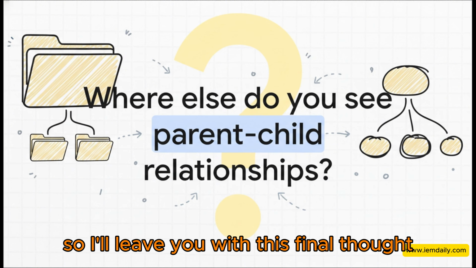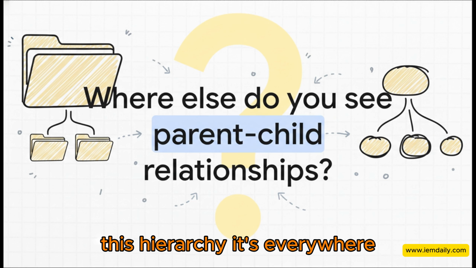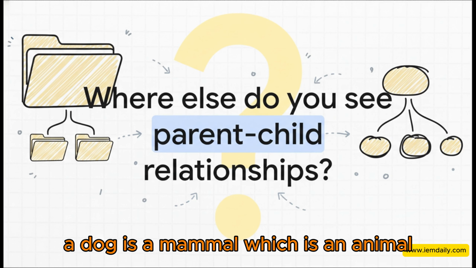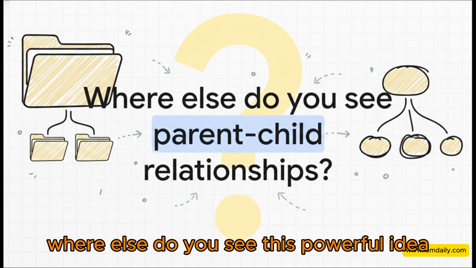So I'll leave you with this final thought. This parent-child structure, this hierarchy, it's everywhere. Think about the animal kingdom, right? A dog is a mammal, which is an animal. Or even just the folders on your computer. Where else do you see this powerful idea? Keep an eye out for it.